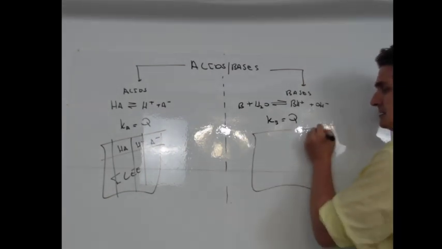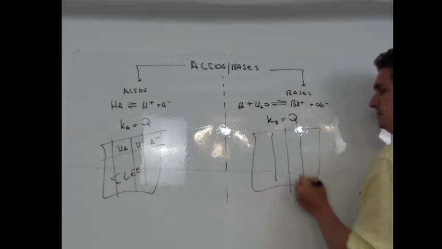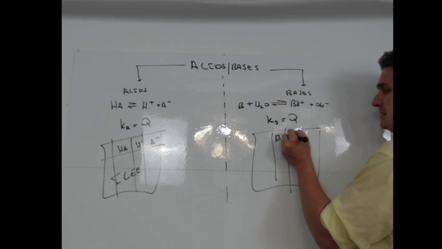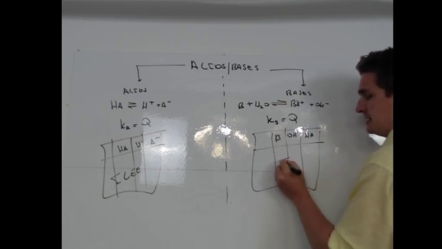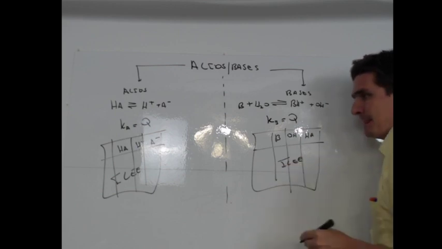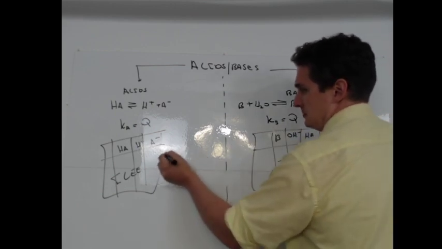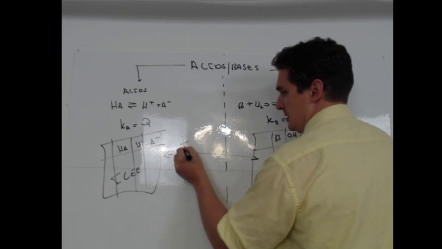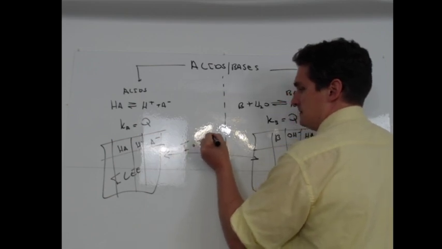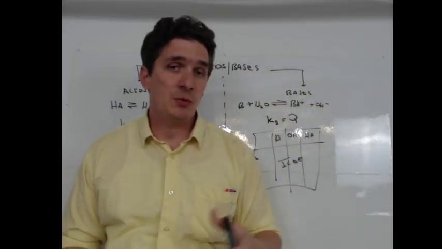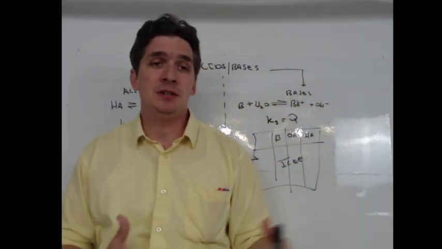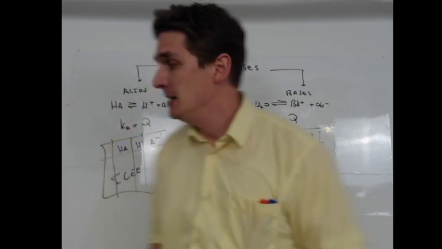And for the base scenario, it's going to be the base, the hydroxide, and the conjugate acid. And you've still got your IC table. Now, your first row, your I row, are all initial. So typically they're what's given to you.